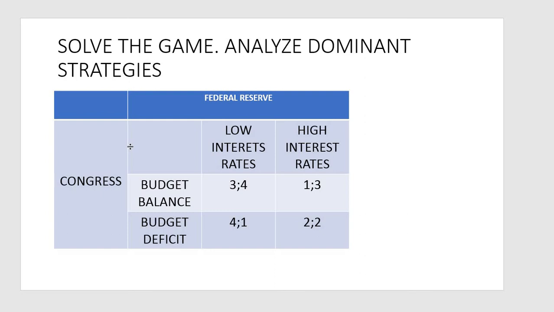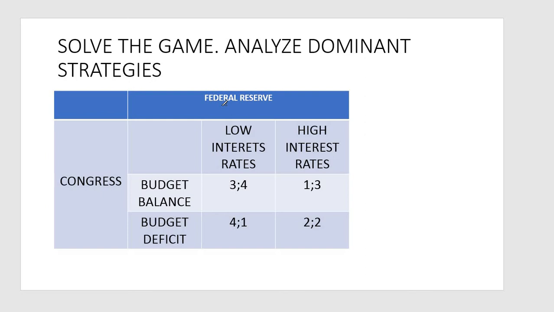So if there is a budget deficit and the central bank chooses low interest rates, then Congress will get 4 and Federal Reserve will get 1. If Congress chooses budget balance and Federal Reserve chooses low interest rates, then 3 goes to Congress and 4 goes to Federal Reserve. So you've got the idea.